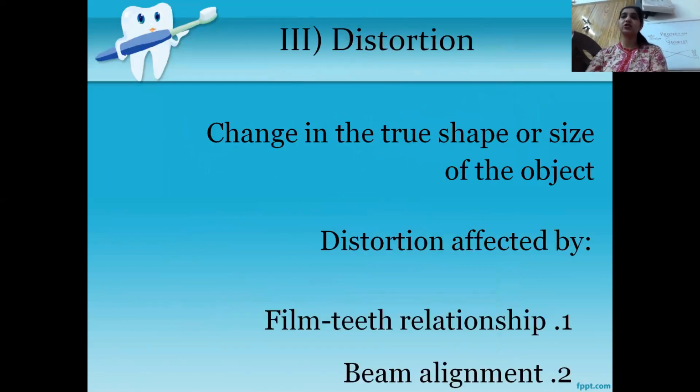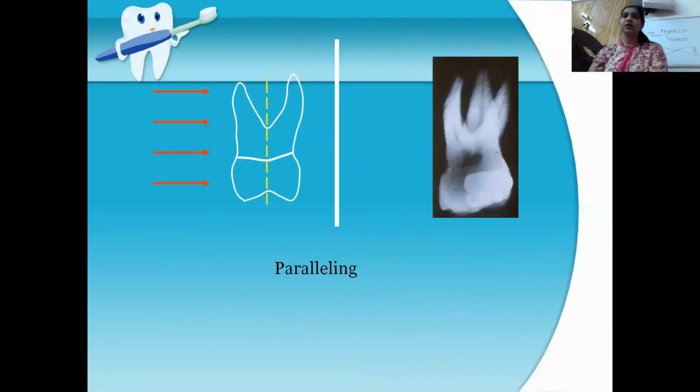Distortion: change in the true shape or size of the object, affected by the film-teeth relationship and beam alignment. So the best is the paralleling technique, where the film and object are parallel and kept at an appropriate 16 inch distance, and then the X-ray beam is passed. This is the ideal technique of taking a radiograph, the paralleling technique.